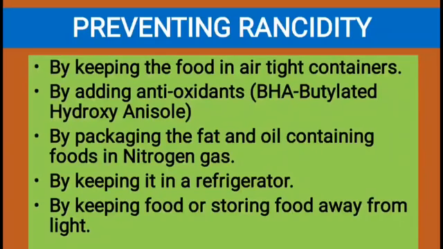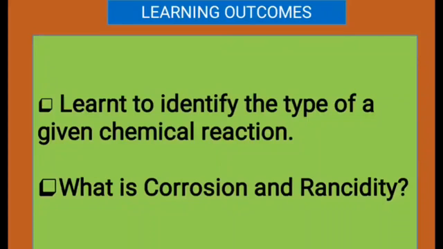How to prevent rancidity? By keeping the food in airtight containers, by adding antioxidants such as butylated hydroxyanisole, by packaging fat and oil containing foods in nitrogen gas, by keeping it in a refrigerator, and by storing food away from light. From this video, you learn to identify the different types of chemical reaction taking place in a reaction and what is meant by corrosion and rancidity.